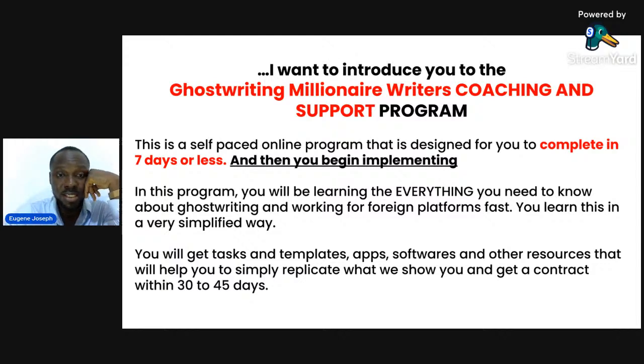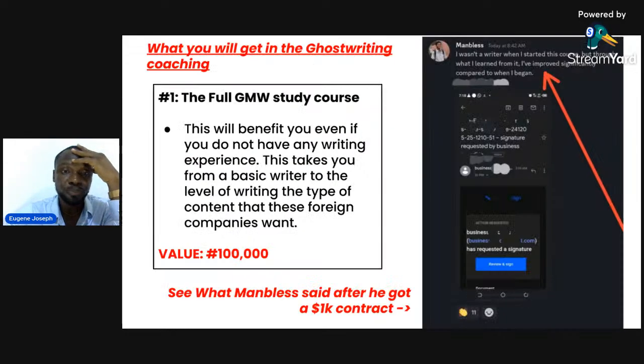You get tags, templates, applications, software and other resources that will help you simply replicate what we show you and get a contract within the next 30 to 45 days. So start counting from today. 30 to 45 days is very possible with this program to get your first $1,000 contract.